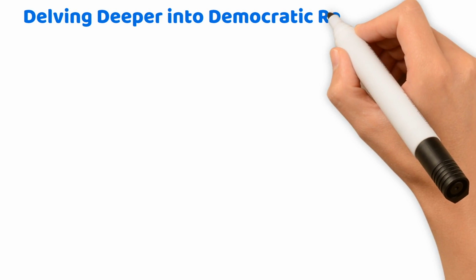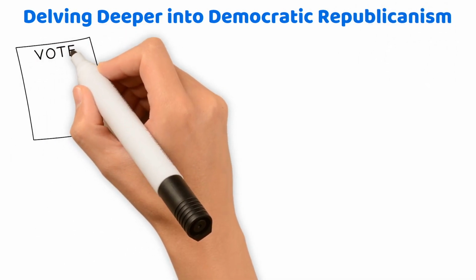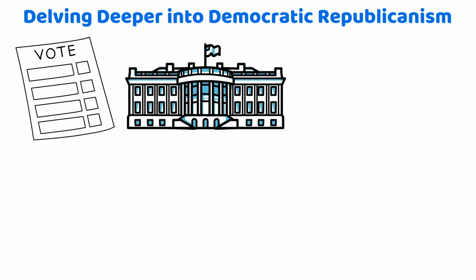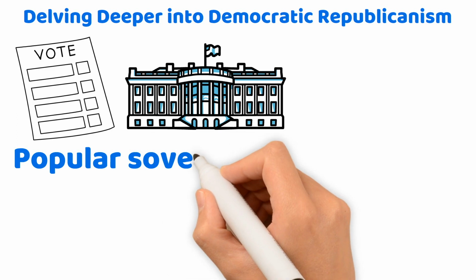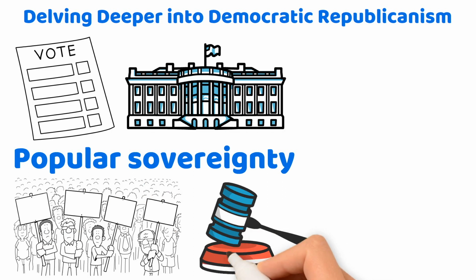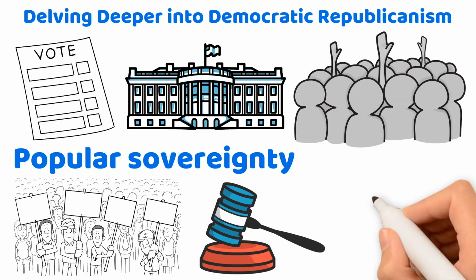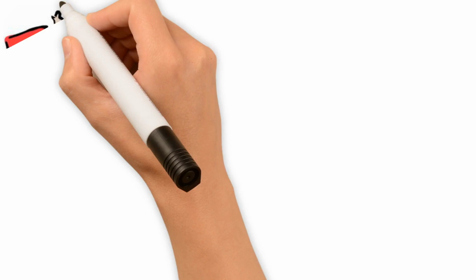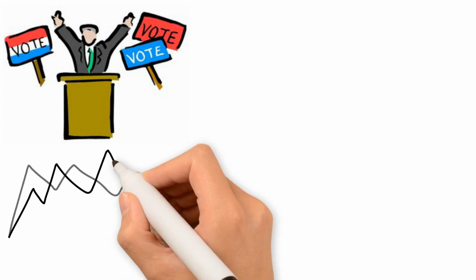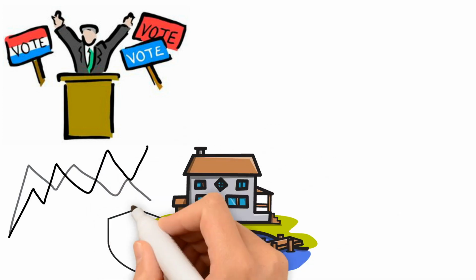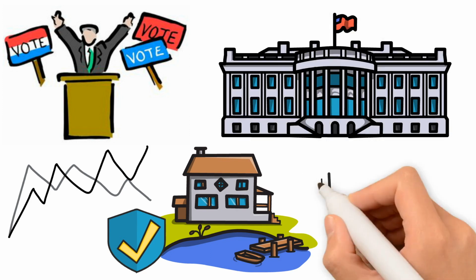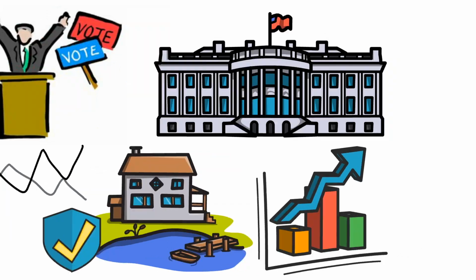Delving deeper into democratic republicanism. Transitioning to the ideologies of democratic republicanism, this form of government blends the ideals of democracy with the structure of a republic. It champions principles like popular sovereignty, where the power is vested in the people, and the rule of law, ensuring that everyone, including government officials, is accountable under the law. Economically, democratic republicanism supports a free market economy where supply and demand dictate market conditions, and private property rights are staunchly protected. The government's role is generally limited, focusing on creating favorable conditions for economic growth and safeguarding public welfare.